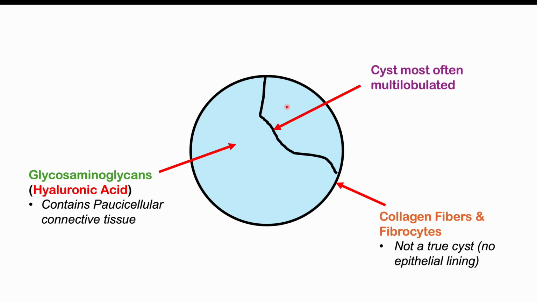And then for the most part, these ganglion cysts are going to be multilobulated. So they're going to have partitions in them that cause different lobes. They can be unilobulated in some cases, but most of the time they're going to be multilobulated. So they'll have these pockets that are separated by partitions.